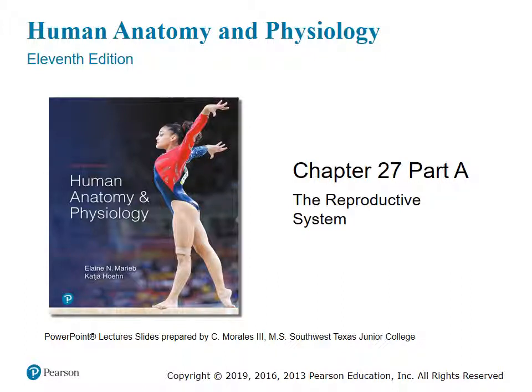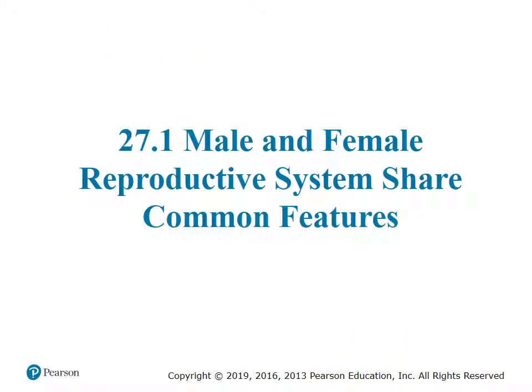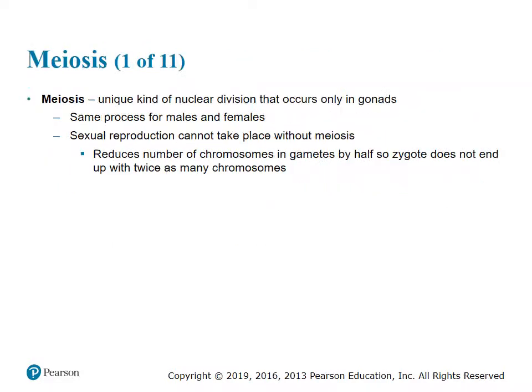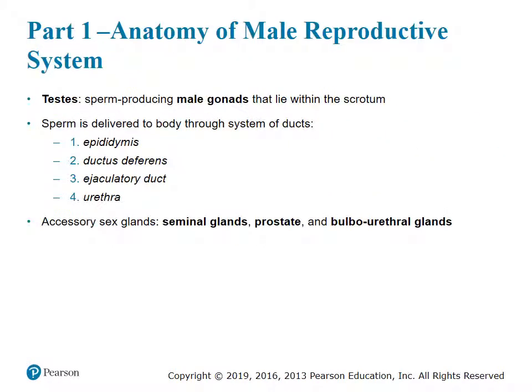Folks, this is chapter 27, part A, the reproductive system, and we're talking about the male reproductive system. Although we were beginning this in lecture this week, let's get right into it, and I believe this is slide 14.